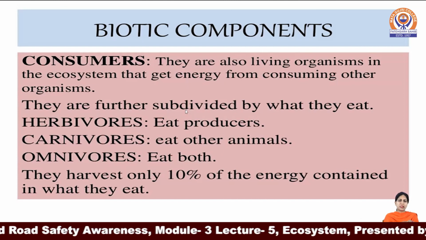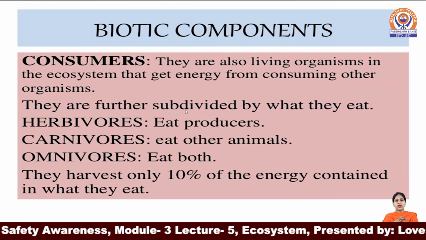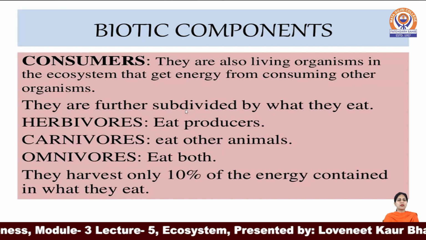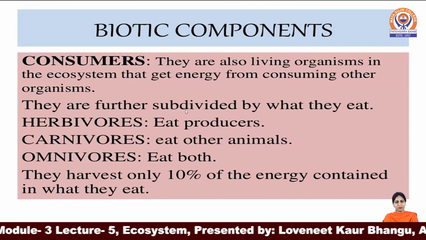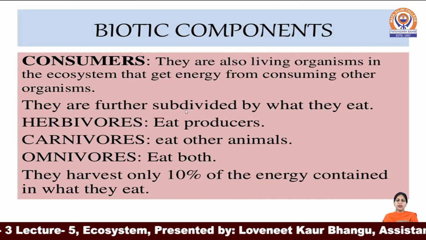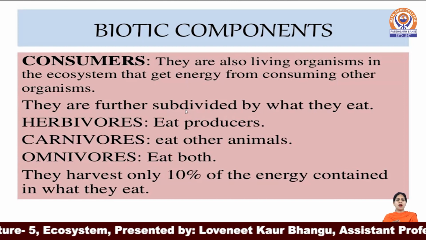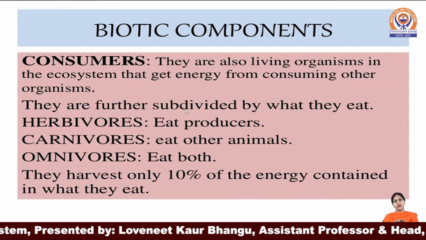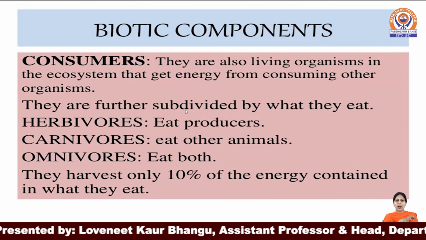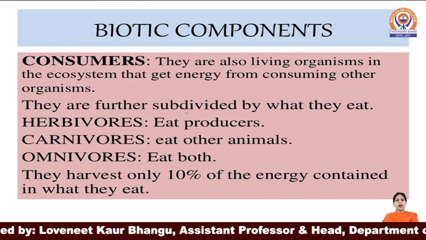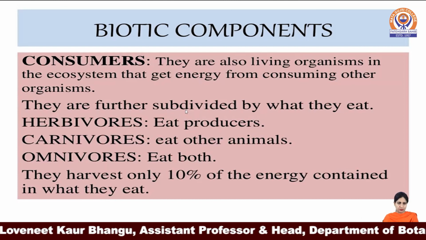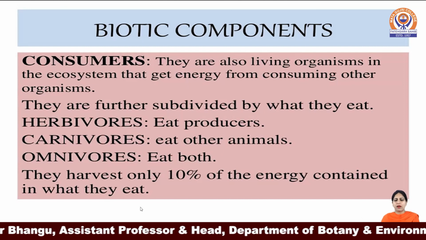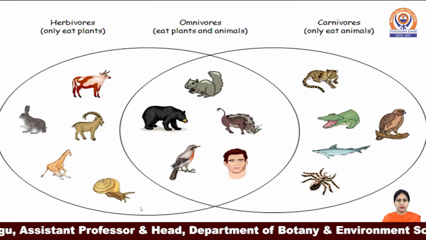Now herbivores is the first category, that is all the consumers or all the animals that feed upon plants are known as herbivores. The animals which eat the flesh of other organisms are included under carnivores, and the organisms which feed both upon the plants as well as animals are categorized into omnivores. So these are various categories of consumers, that is herbivores, carnivores and omnivores.